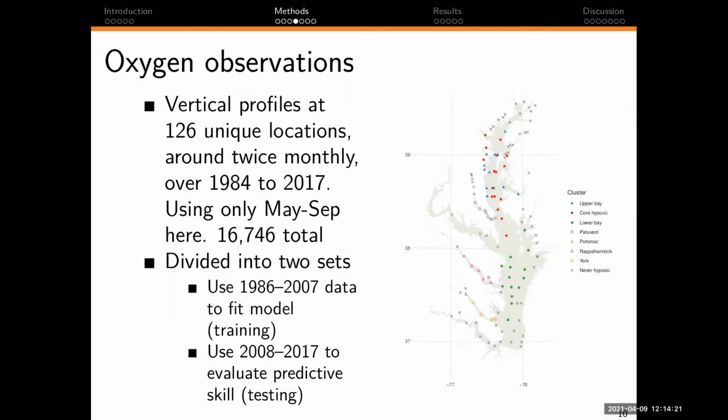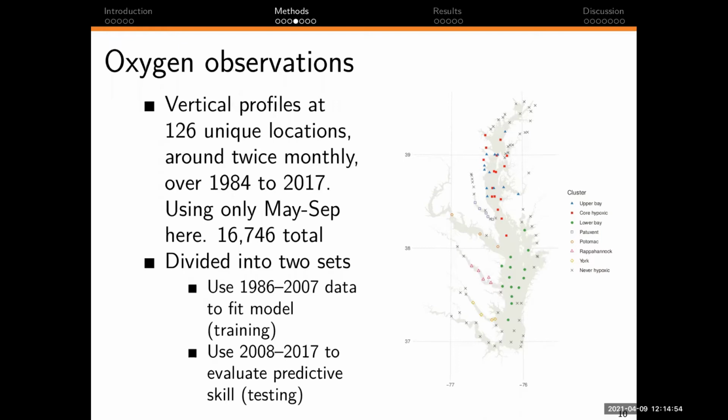This kind of model would take a decent amount of data to train. And as I mentioned, we have the Chesapeake Bay program data set to do that. So this data set provides vertical profiles of temperature, salinity, and oxygen at, here we're using 126 unique locations, usually twice monthly in the warm season from 1984 to the present. So here I'm using 1984 to 2017. And even just looking at the warm season, so May to September, when hypoxia tends to be common, that gives us close to 17,000 observations to use.